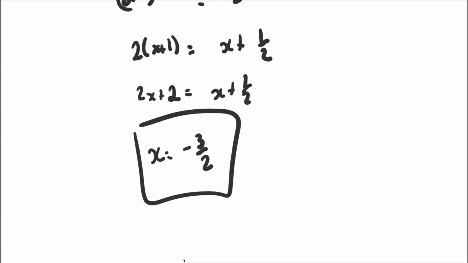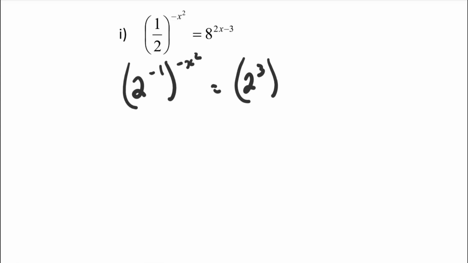Okay, last one. So we have 1/2 to the power of negative x squared is equal to 8 to the power of 2x minus 3. Okay, so we're going to change all of these into the base of 2. So it's going to be 2 to the power of negative 1 to the power of negative x squared is equal to 2 to the power of 3 and then 2x minus 3, which makes this 2 to the power of x squared is equal to 2 to the power of 6x minus 9.